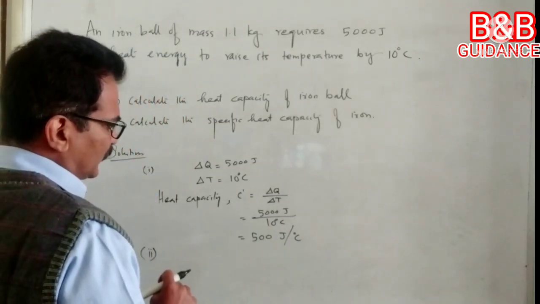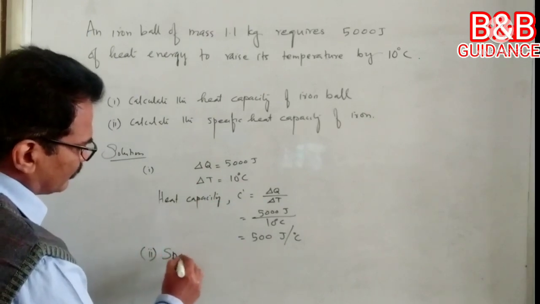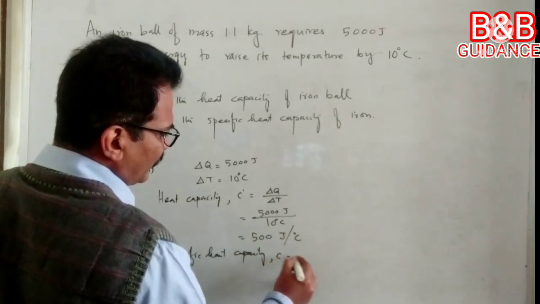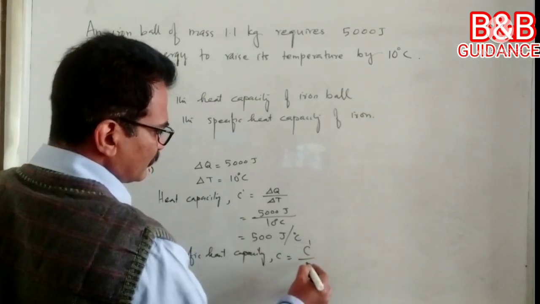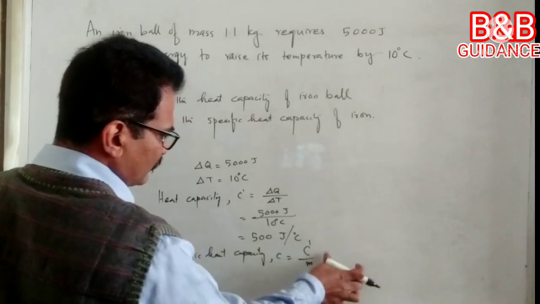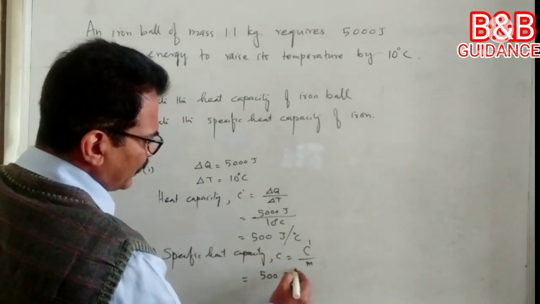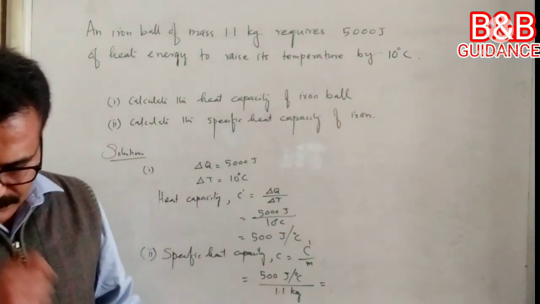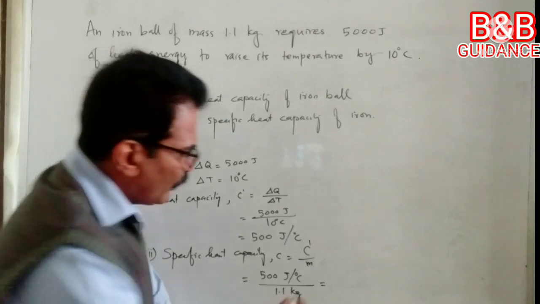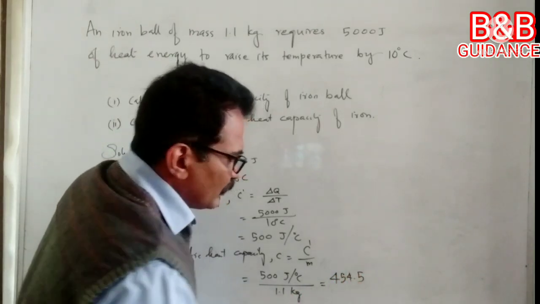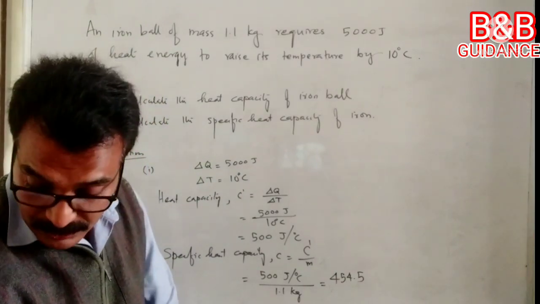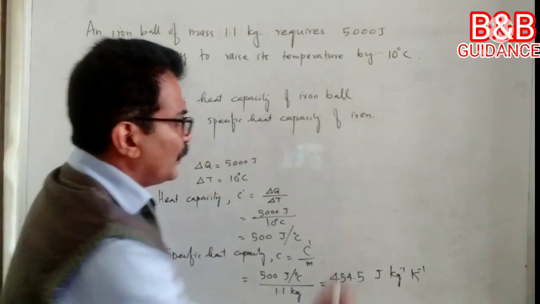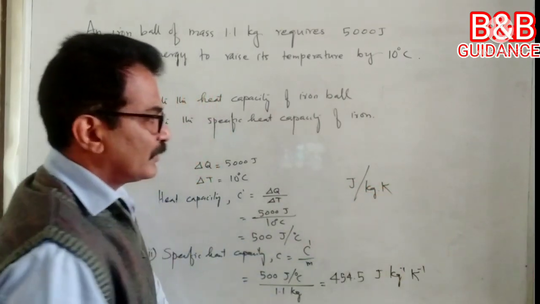Well, and then what? Next, specific capacity. Specific capacity C is equal to what? C dash divided by mass M. So what will be the answer? 500 joule per degree Celsius divided by 1.1 kilogram. Find it and tell me. 454.54 joule per kilogram per degree Celsius. Is it so? Yes, sir. Okay, I did not calculate. If it is like this, it is joule per kilogram per Kelvin, or you can write joule per kilogram Kelvin.